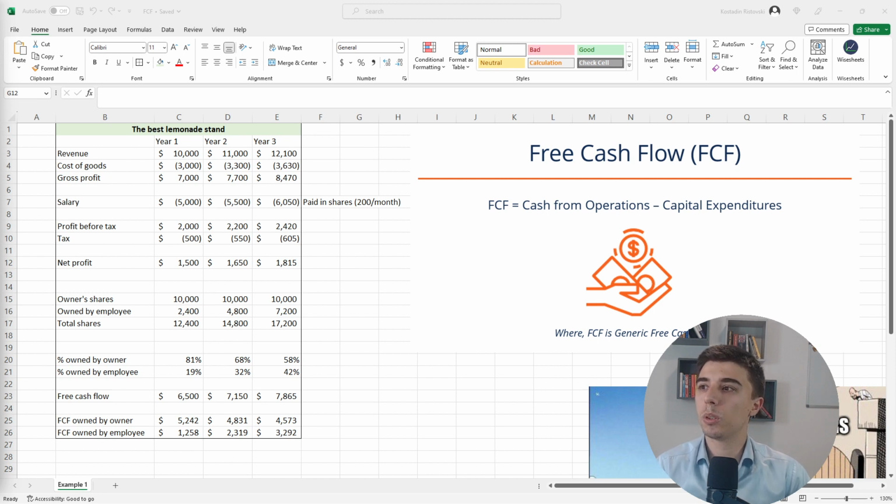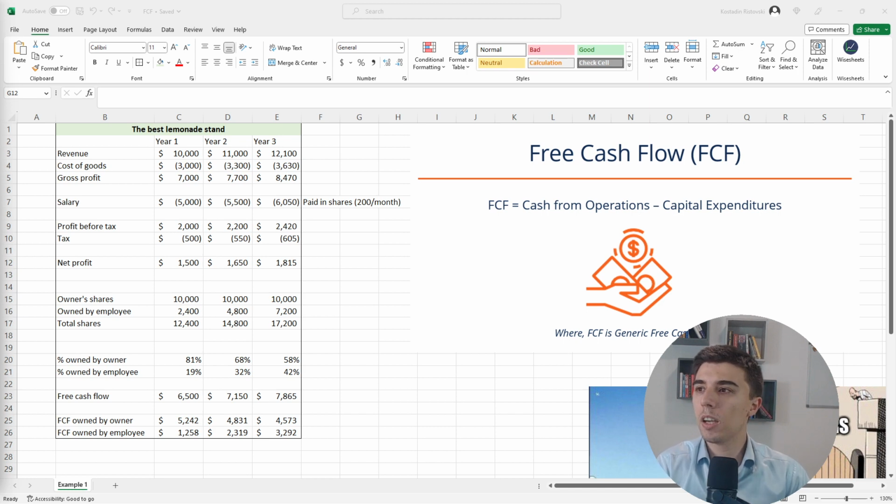Now, in this episode, I want to focus on free cash flow as a metric, and the video will be divided into segments. First, I want to walk you through an example of a company that I just made up. It's called the Best Lemonade Stand. And then we're going to take a look at a company that is very public, that has a significant market cap. I'm sure that you've heard of it.